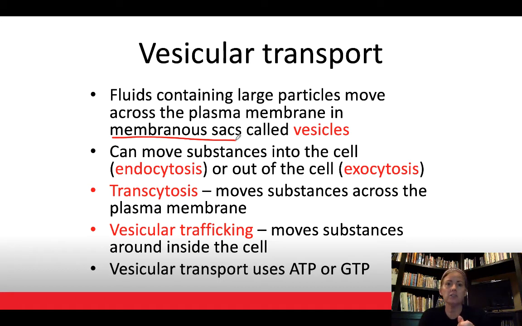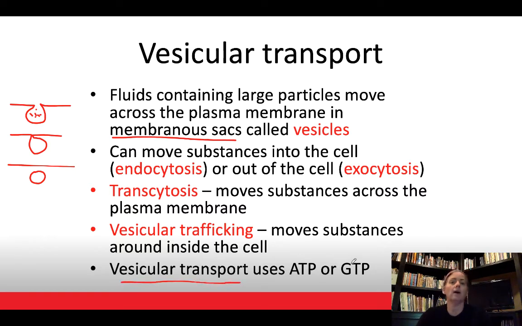As you can imagine, having your plasma membrane invaginate and basically engulf either bacteria or something else is going to take energy, right, for that process to happen. That's pretty complicated. So vesicular transport is considered a form of active transport, and it's either going to use ATP or GTP as its energy source.